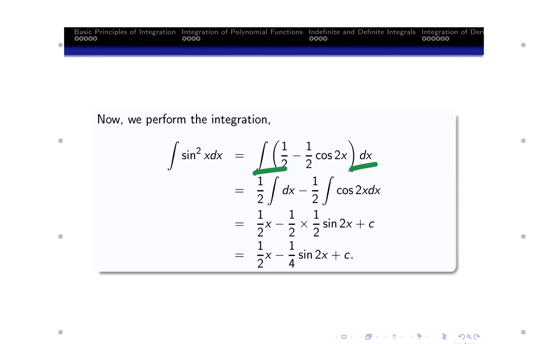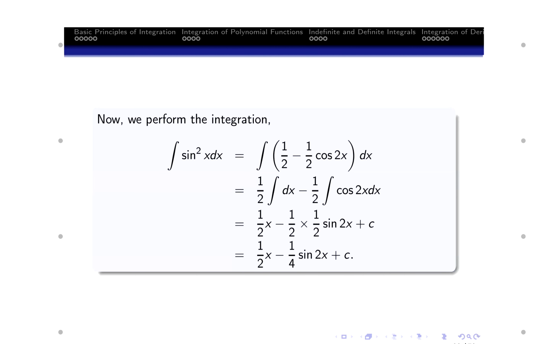And then when you integrate cos, you get sine. So you have sine 2x divided by 2. That divided by 2 is what gave this other half. So you have 1 over 2 times 1 over 2 sine 2x plus c. You can tidy things up, and then you have half x minus 1 over 4 sine 2x plus c. And that is the final result you end up getting when you integrate sine squared x dx.